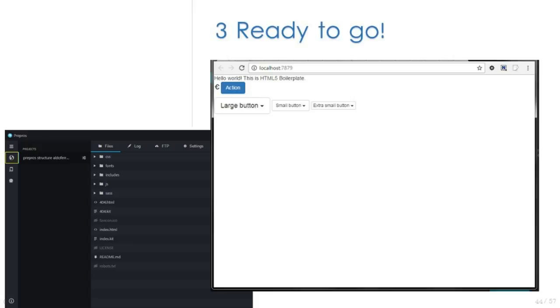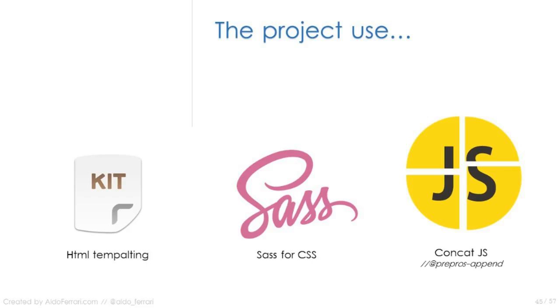Number 3, clicking on the button that I highlighted with the yellow square, immediately you can see your website, so your index page, with JavaScript compiled by Prepros, CSS, precisely Sass, transformed and compiled into CSS, and the HTML page compiled from Kit. Now we will see what I'm talking about.